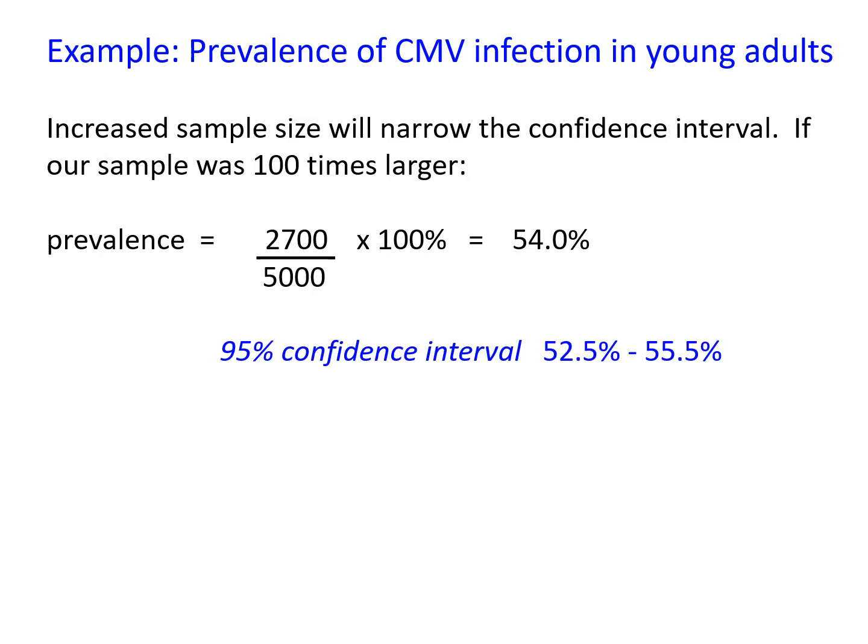Now, if we increase the sample size, this will narrow the width of the confidence interval. So if our sample was 100 times larger, but the prevalence was the same, so 2,700 out of 5,000, the 95% confidence interval comes to 52.5% to 55.5%. It gets narrower as the sample size gets larger.